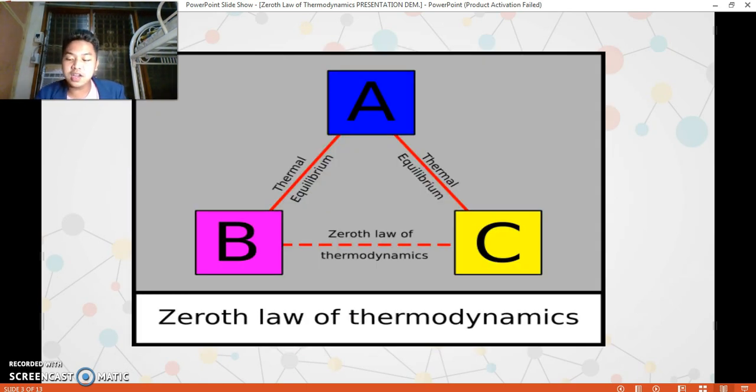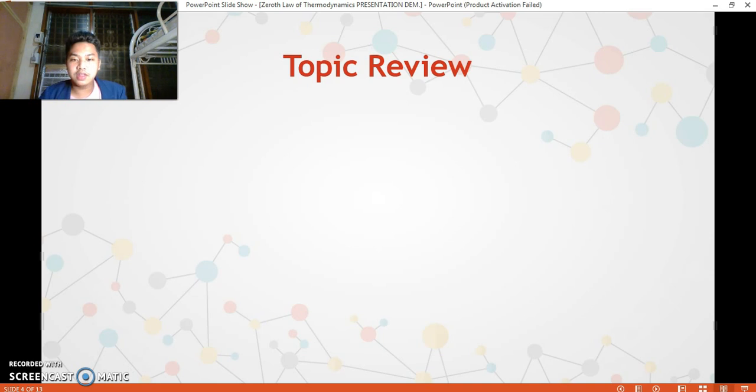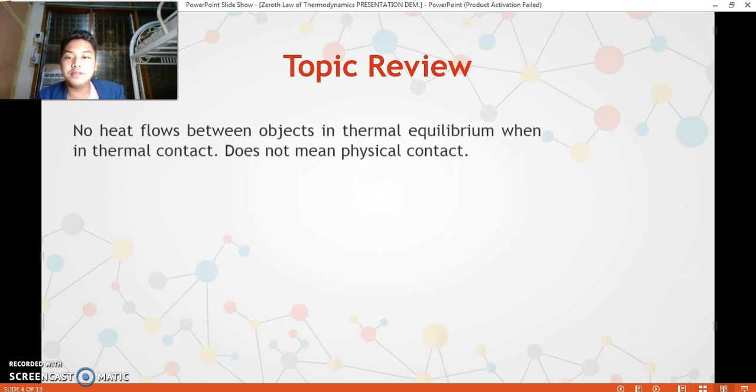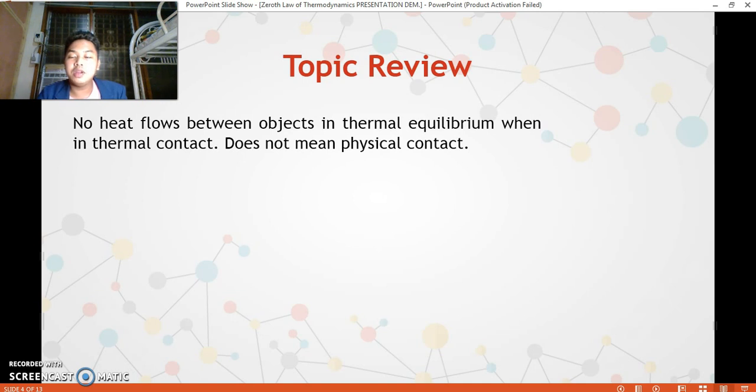It states that if thermodynamic systems are each in thermal equilibrium with a third one, they are in thermal equilibrium with each other. By the way, we'll be having our topic review. No heat flows between objects in thermal equilibrium when in thermal contact, which does not mean physical contact. That is what we call the zeroth law of thermodynamics.